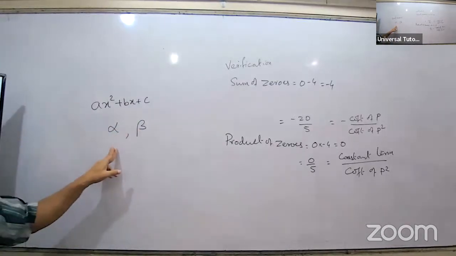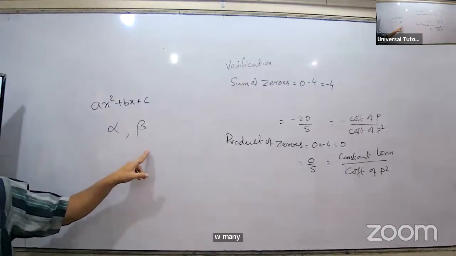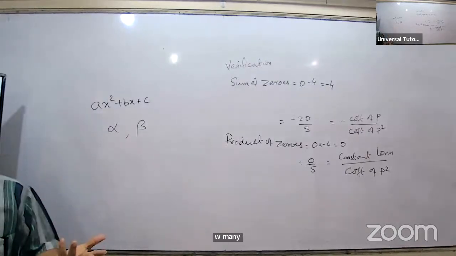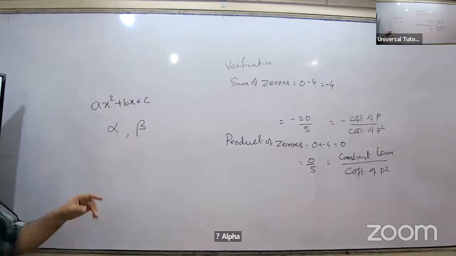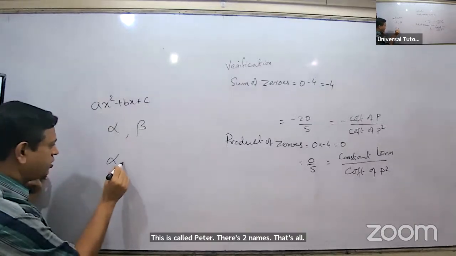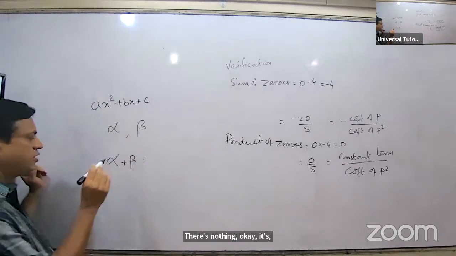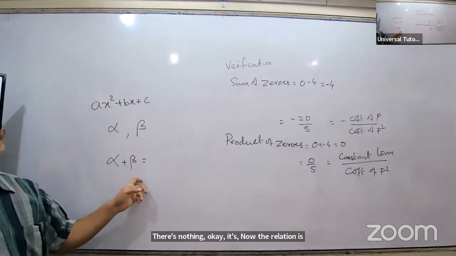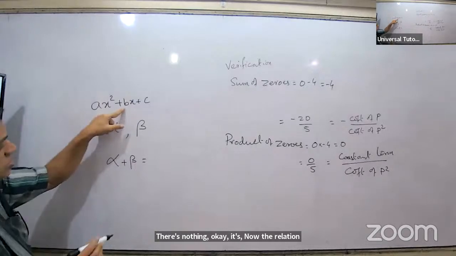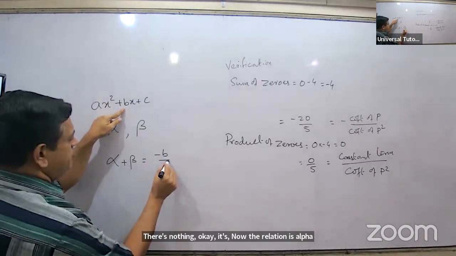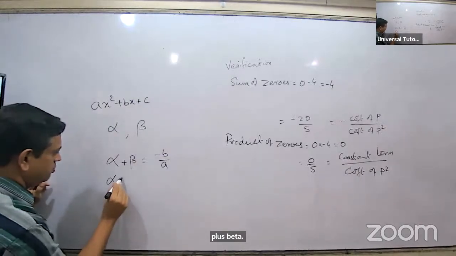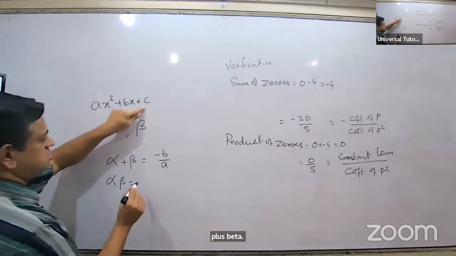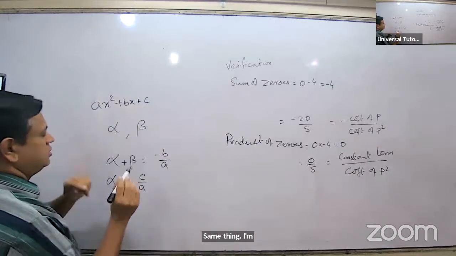Zeros of the quadratic polynomial are denoted by alpha and beta. Just two names, that's all. Now the relation: alpha plus beta means sum of the zeros, which is minus coefficient of x, minus b upon a. Alpha beta, the product, is equal to the constant term, c upon a. This is the formula.